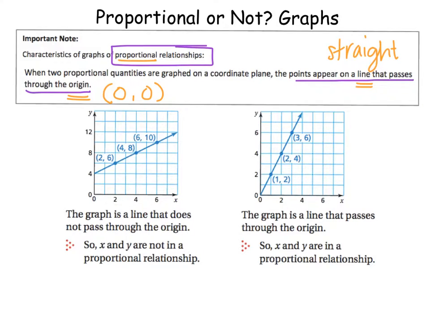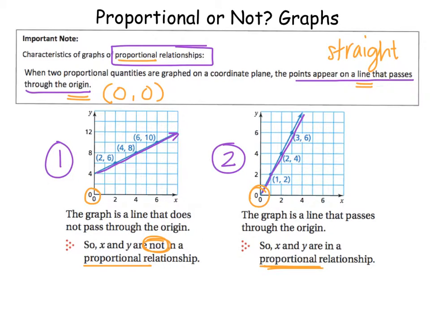So, looking at graph number 1 down here, we have our straight line, so that's good. However, our graph doesn't go through the origin. So this is not proportional. Graph 2, if we look at it, we have a nice straight line. It goes through the origin. And so in this case, this graph is proportional. Notice the slight differences between not proportional graphs and proportional graphs.